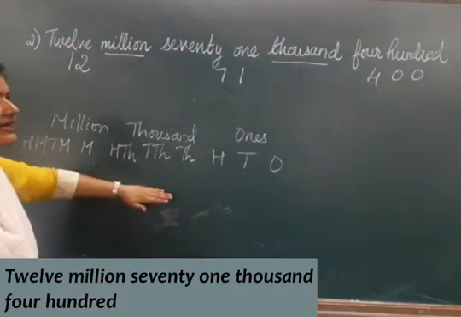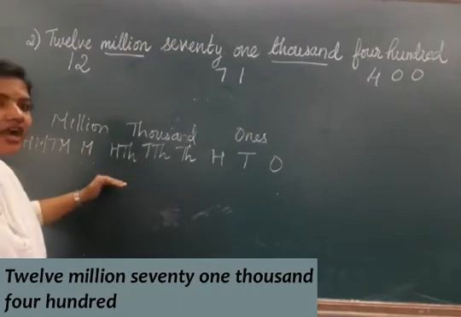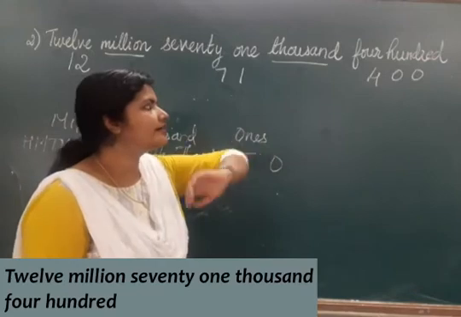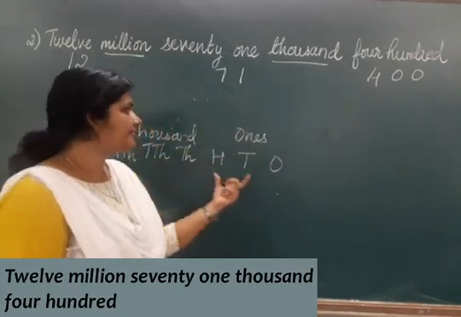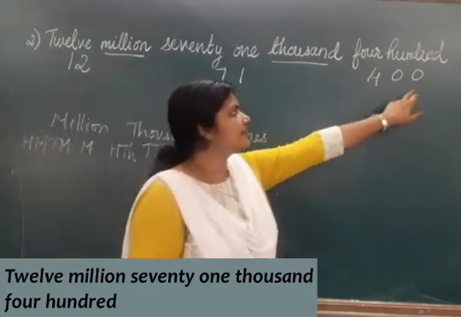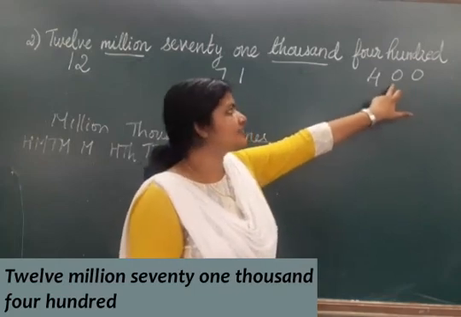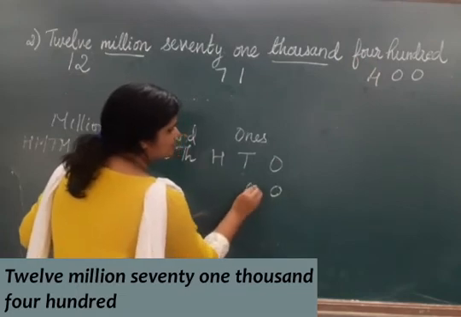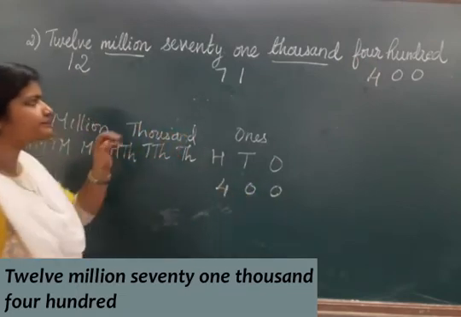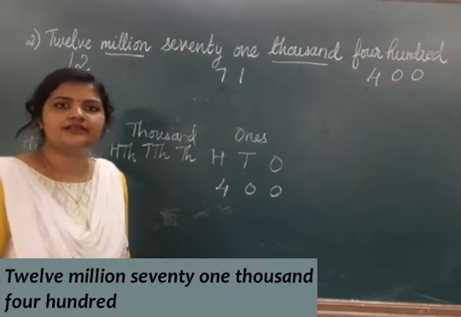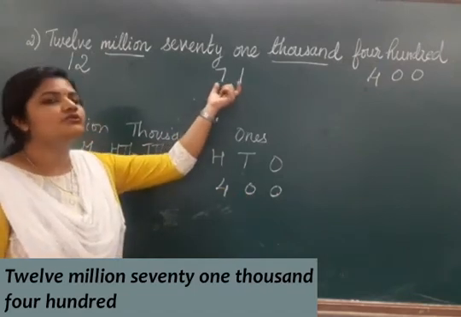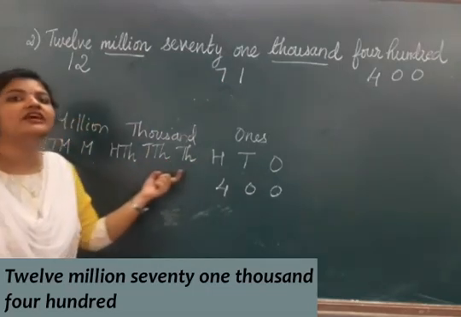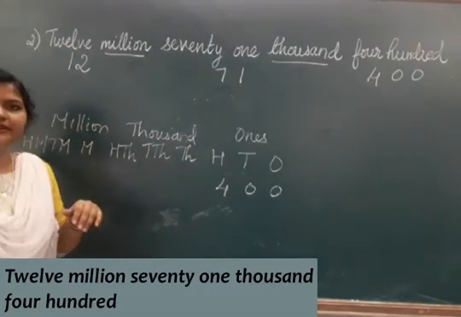Now let's start writing the numbers on the place value chart. So let's start from 400 onwards. How will you write 400 here? As you can see 400, so 0 belongs to ones, tens and 4 belongs to hundreds. So 400 can be written as 004. Next we have 71,000. But you can see here there are only two digits, but in the thousands period we have 3 places. So how will you write that?